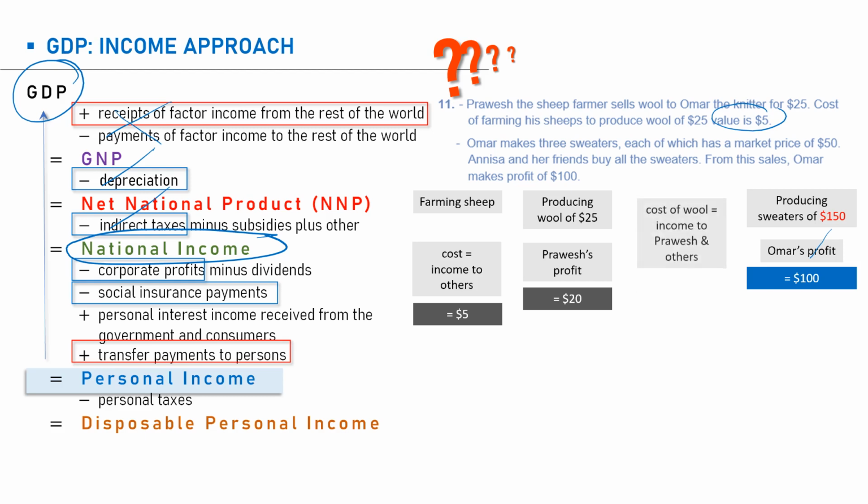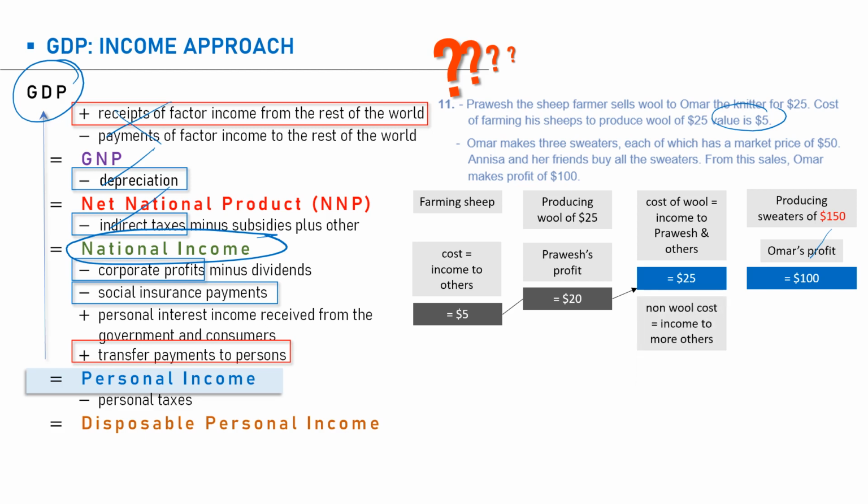All right, so the cost of production will be $50, and we already know that $25 goes to wool purchase, and then we are still missing another $25. Since there's no explicit information about the cost of the other $25, we can write something like this: maybe there is a non-wool cost incurred for producing sweaters, and again the non-wool cost will become income to others, the unknown people.